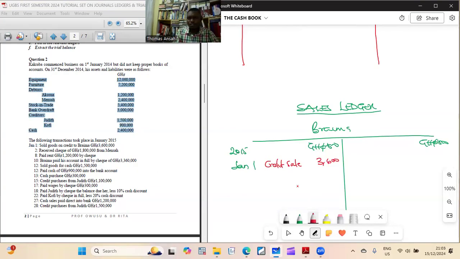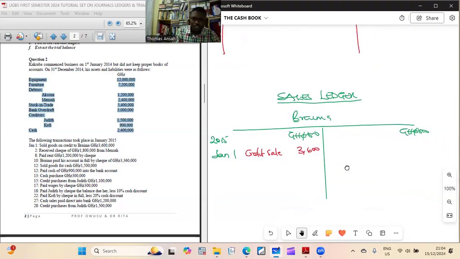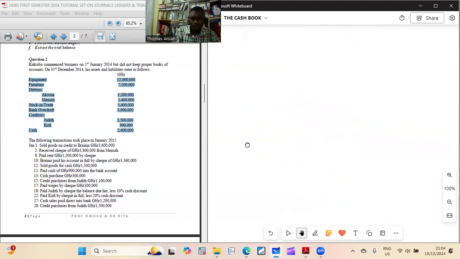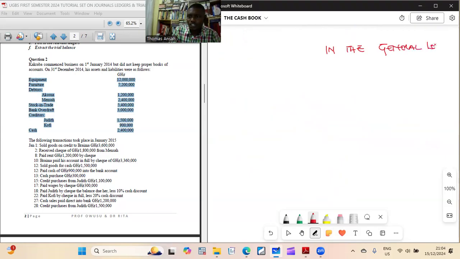Now, what is the corresponding entry for this figure? Because this is where double entry starts in the ledger. What will be the corresponding entry? Yes, your guess is as good as mine. It will go to the sales account. So in the general ledger, that is why some put folio into their drawing. So in the general ledger, there will be what? A sales account.